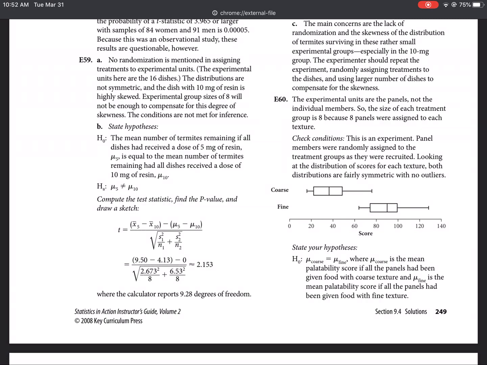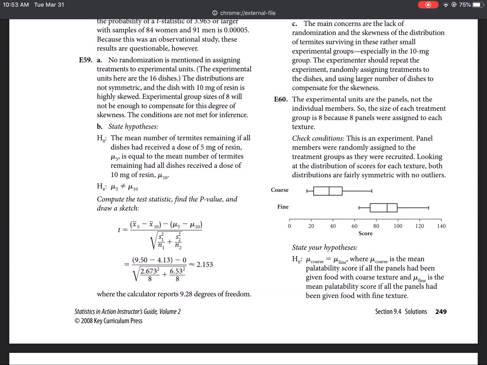For Part B, they've written it all out completely in words. So the mean number of termites remaining if all dishes had received a dose of 5 milligrams of resin is equal to the mean number of termites remaining had all dishes received 10 milligrams of resin. Or basically, mu1 equals mu2, where mu1 is the average that received 5 milligrams and mu2 is the average that received 10 milligrams. They went into extreme detail. I would not expect you to write it as detailed as they just did. The alternative hypothesis is that mu1 does not equal mu2.